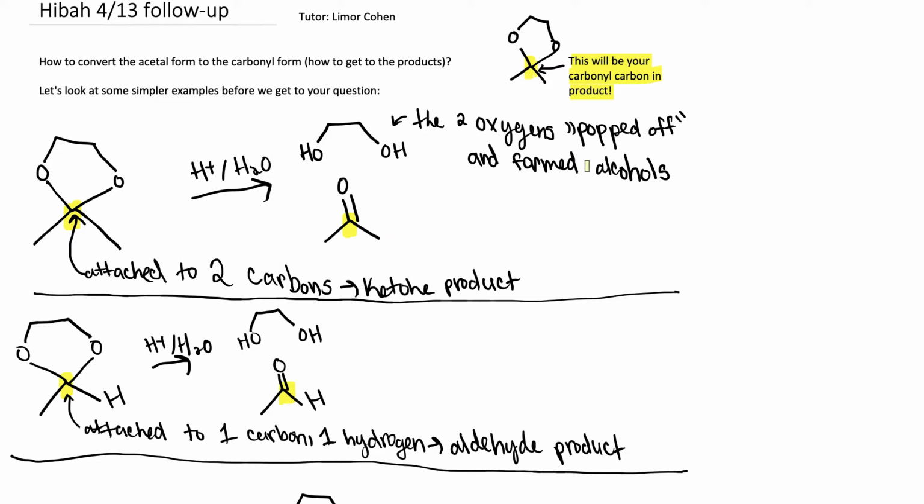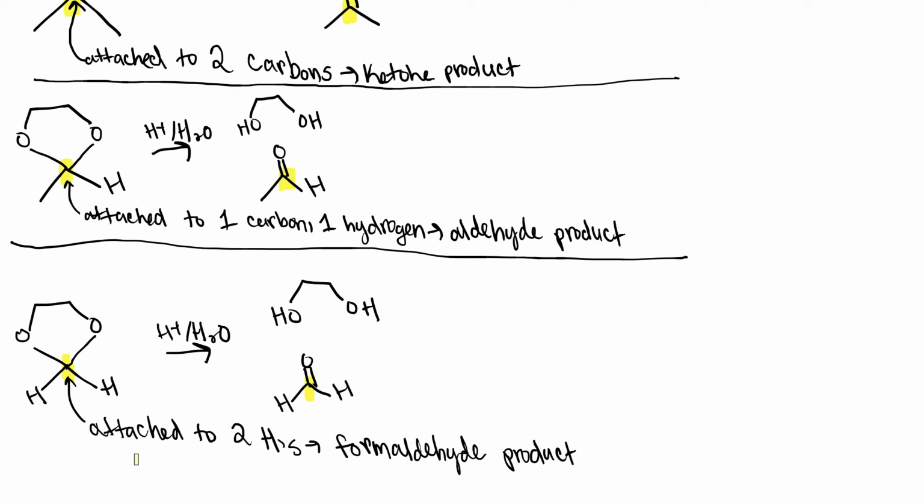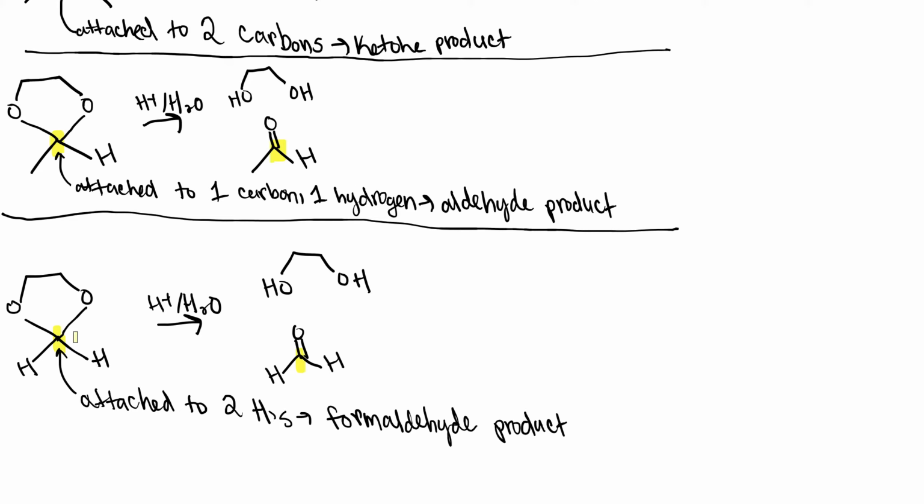On the other hand, if our carbonyl carbon is attached to one carbon and one hydrogen, this is going to be an aldehyde in our product, since carbonyl carbons for aldehydes are attached to one carbon and one hydrogen. Same here. So that's what would happen there. And if your carbonyl carbon is attached to two hydrogens, which this isn't in the problem you showed me, but they could give you an exam question like this, it's actually going to be formaldehyde in your product, which is basically a carbonyl with two hydrogens at the ends of it.